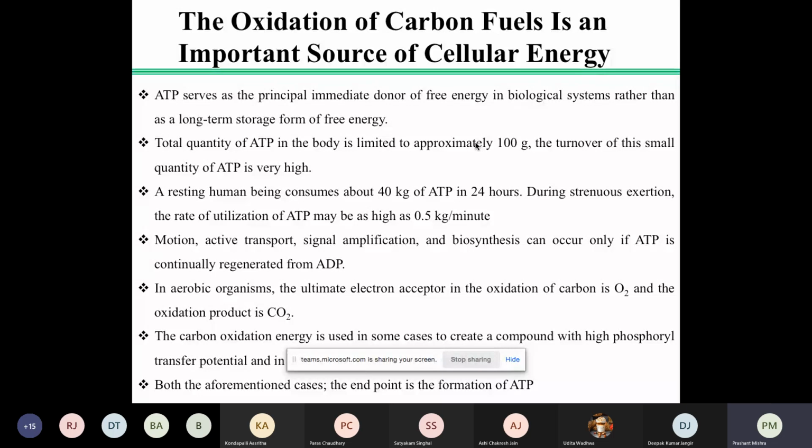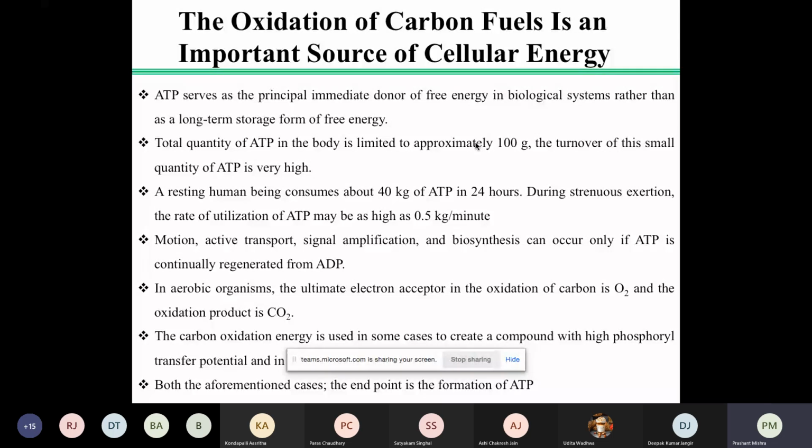In general, the total quantity of ATP in the body is limited to approximately 100 grams. But on the other hand, it is utilized in most reactions and consumed in a very large quantity. Can you guess how much ATP is utilized by a resting human being? A normal human being consumes almost 40 kg of ATP in 24 hours. And this is a huge amount.